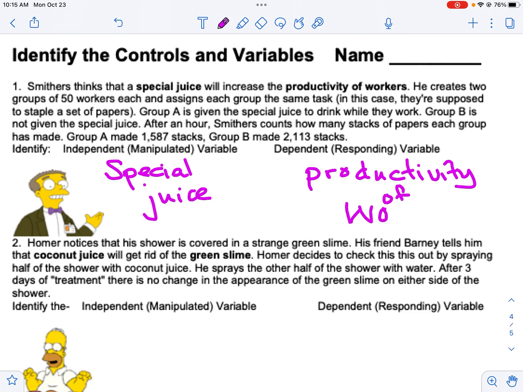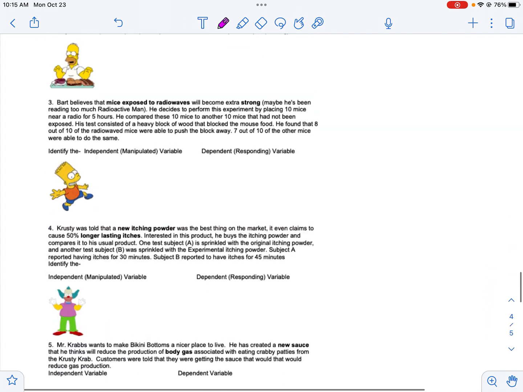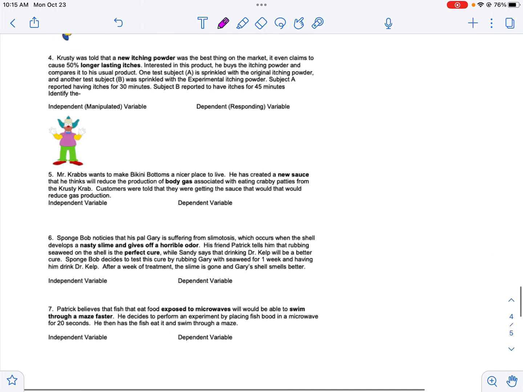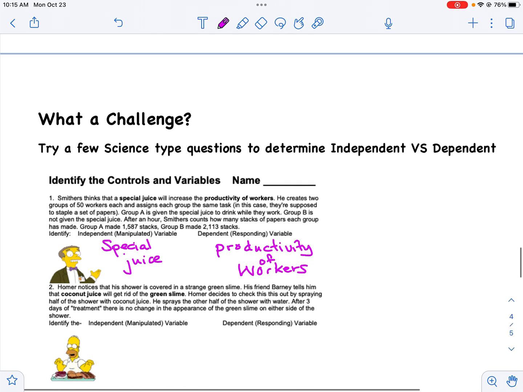And what you'll notice is I have highlighted in bold the 2 vocabulary things that you are choosing from. So as you go on to number 2, you can see that coconut juice and green slime are the 2 things that I've highlighted. And so one of those will be independent and one of those will be dependent. And that works all the way down as you go through all of the Homer Simpson's different options. So that's a challenge for you to try to see if you can apply those to a science activity.